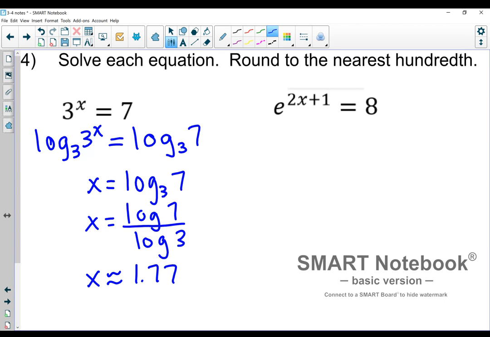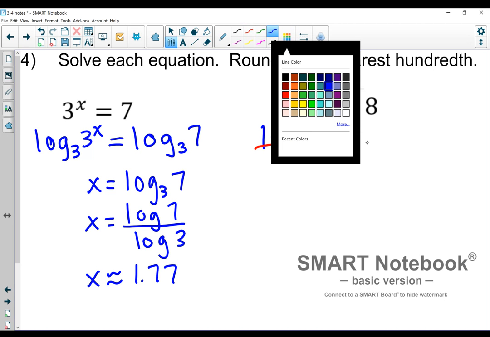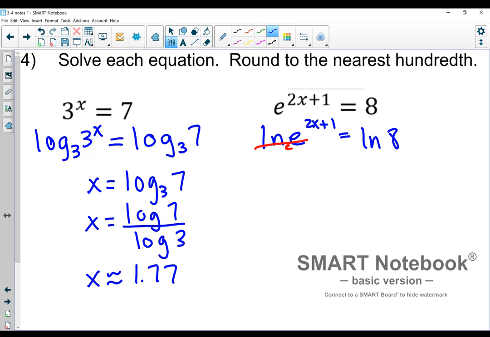On the next one, my x is in my exponent again. So I have to make this so I don't have an exponent. I'll take a log on both sides. Since I have e being raised to a power, I'm going to use base e, which is a natural log. And because this is base e, these are gone. You know what? I did not write in my natural log on my other side. I better do that. So this should be natural log of 8. So I did my natural log on both sides. Now I have 2x plus 1 equals natural log 8. So subtract 1, 2x equals natural log of 8 minus 1.